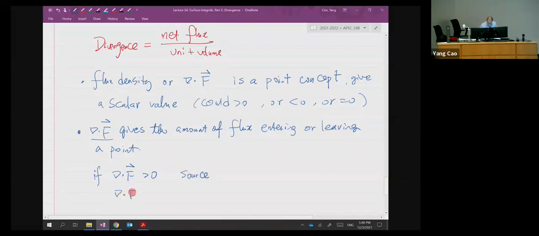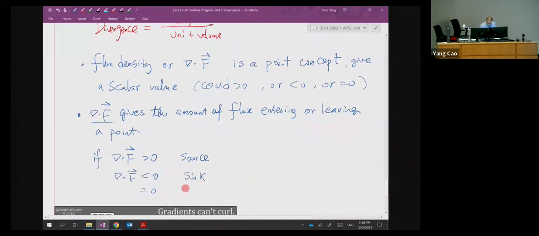And if this is less than 0, then it's like the water fountain in the courtyard, where in the middle of the fountain you have a sinkhole. Water is going into that point. And of course, if it's equal to 0, then there is nothing going in or out of this particular location. If this equals 0, it's called a balanced point. It's balanced out.